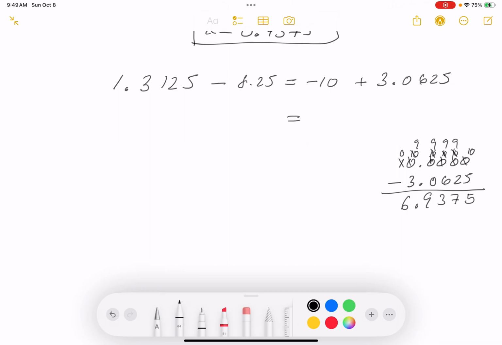Wow, that's a crazy looking number. 6.9. That, by the way, I'm not saying that's the right answer yet. I just did my arithmetic over here. It's actually negative. Let's do the other thing, a little more complicated, but it's 1.3125, and I'm going to be subtracting 8.25. So I'm actually going to subtract it, but I know it's a negative number, by the way.